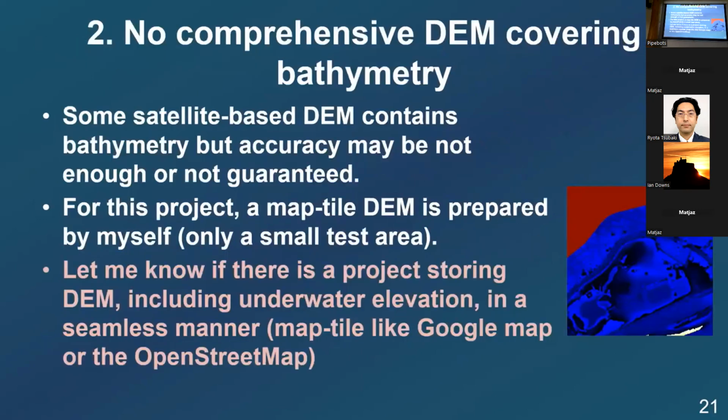The second problem is a more comprehensive DEM covering the bathymetry. Some satellite-based DEMs, for example ALOS data, contain bathymetric data. Sometimes such bathymetry is not bad, but the accuracy may not be enough or not guaranteed. That limits our capability of estimating the flow rate.